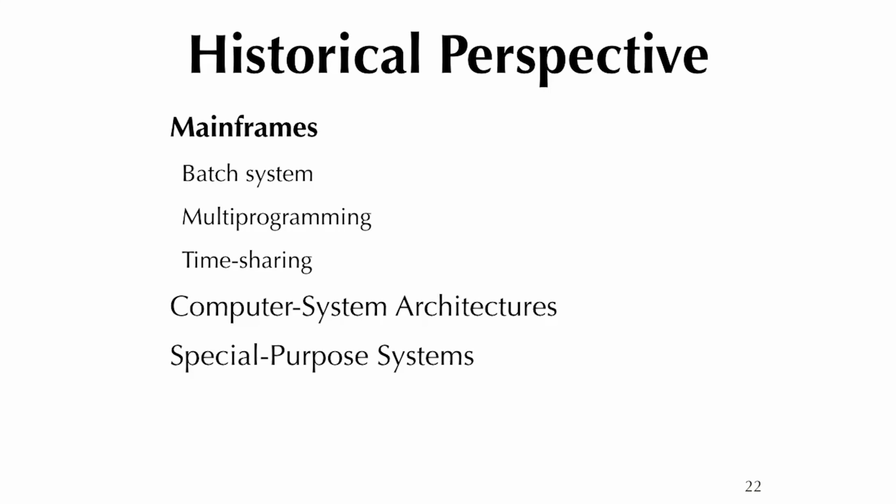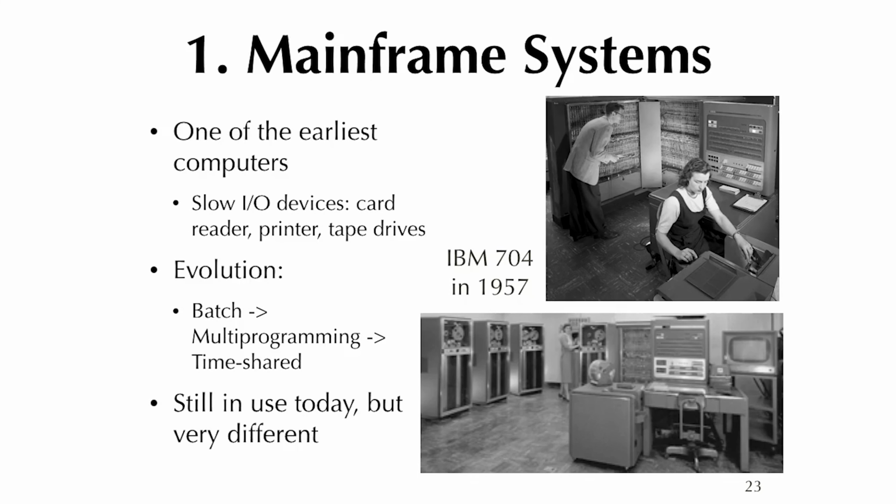For the rest of this lecture, I'm going to go over some historical perspective. You can find some of the material in Chapter 1, but we'll do Chapter 1 next week as well. We'll start with mainframes and see how they evolve from batch systems to multi-programming to time-sharing, and look at computer system architectures and their trends, as well as some special purpose systems. Then I'll go over the administrative issues.